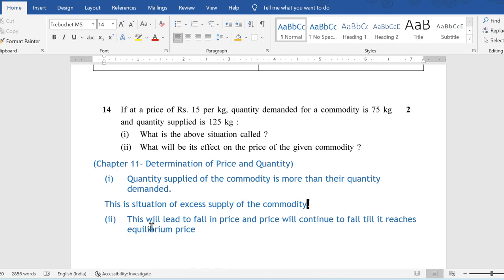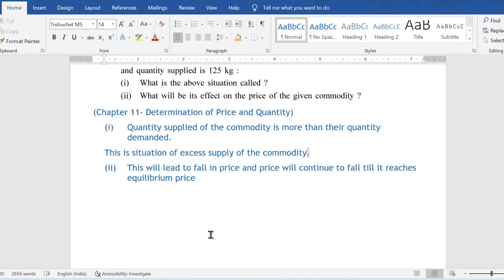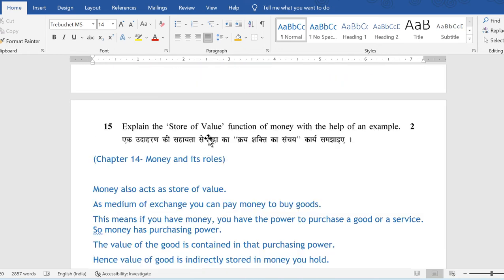What will be its effect on the price of the commodity? In the situation of an excess supply, the prices will fall and they will continue to fall until it reaches the equilibrium price. Question number 15. Explain the store of value function of money with the help of an example. This is from Chapter 14, Money and its Roles.